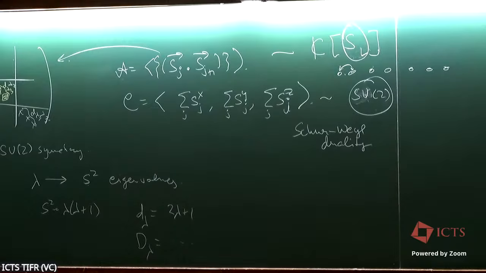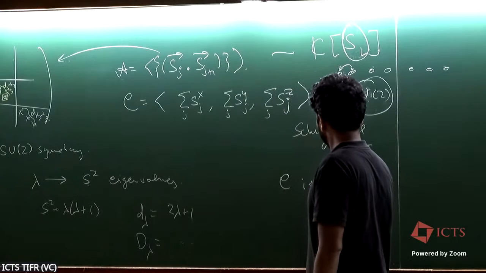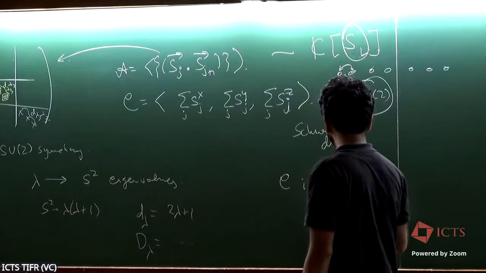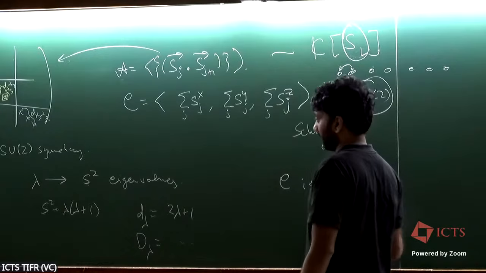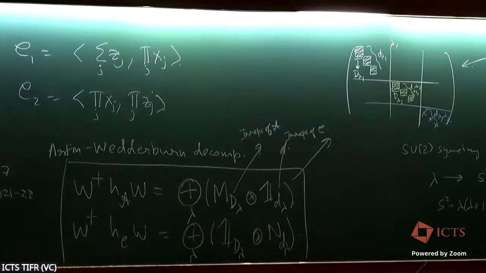Yeah, that's right. So in simpler cases, if you have an abelian symmetry, so if C is abelian, then what you can show is that all of these small d lambdas are 1, because these small d lambdas are the irreducible representations of C, and if C is abelian, there are only one-dimensional irreps. Right?